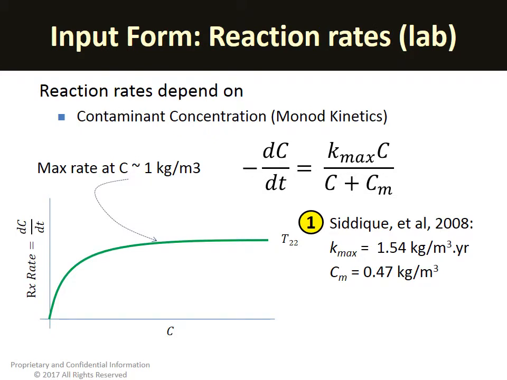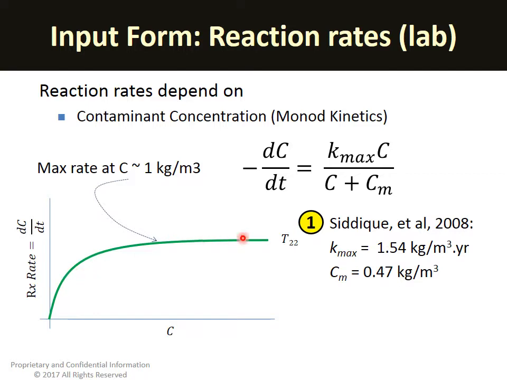This slide describes the dependence of reaction rates on concentration. The Monod equation is how we understand microbes degrade contaminants used as carbon sources. It states that at high contaminant concentrations, microbes degrade contaminants at a constant rate. This is known as zero-order kinetics. At low concentrations, microbes degrade contaminants at a rate that depends on concentration. This is known as first-order kinetics.